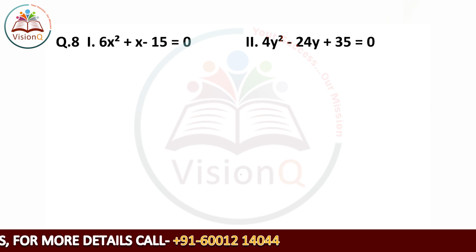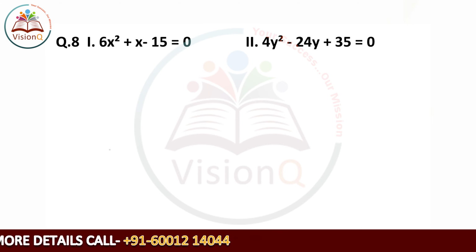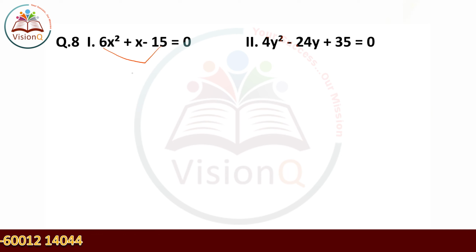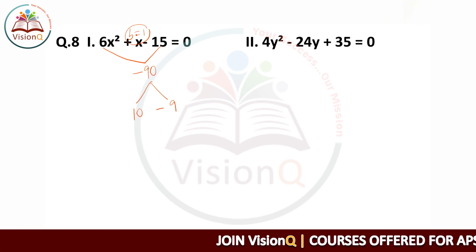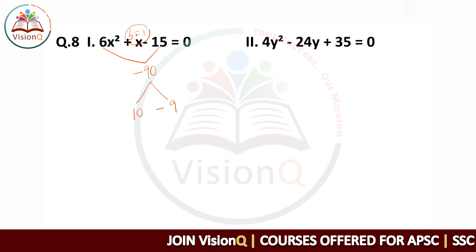Next question number 8, again a question of quadratic inequalities. So 6x square plus x minus 15 is 0. So first I have multiplied a and c. I have got the product as minus 90. Then I have to break in such a way that the sum of these numbers will be b, which is 1 here. B is 1 here. So I have to break the numbers as 10 and minus 9 in order to get the sum as plus 1.